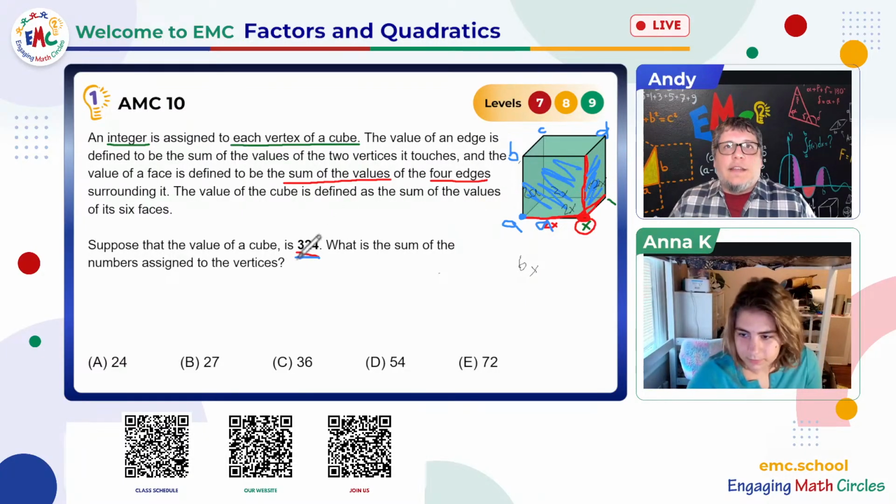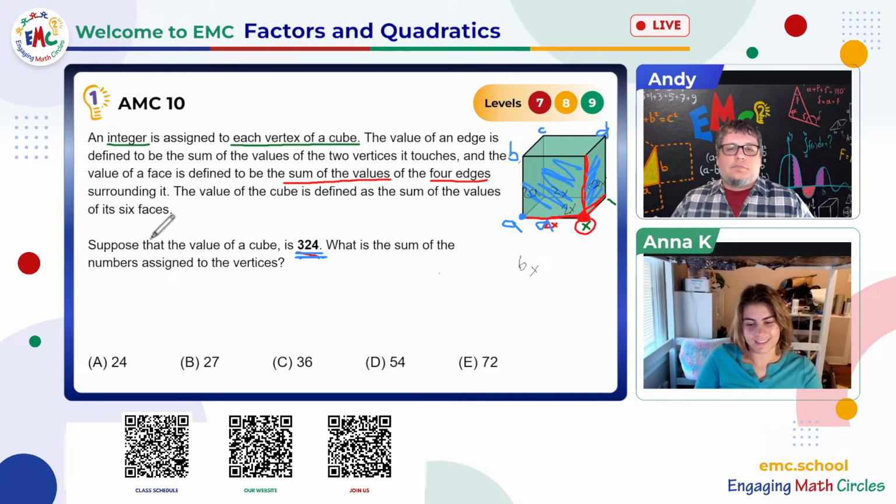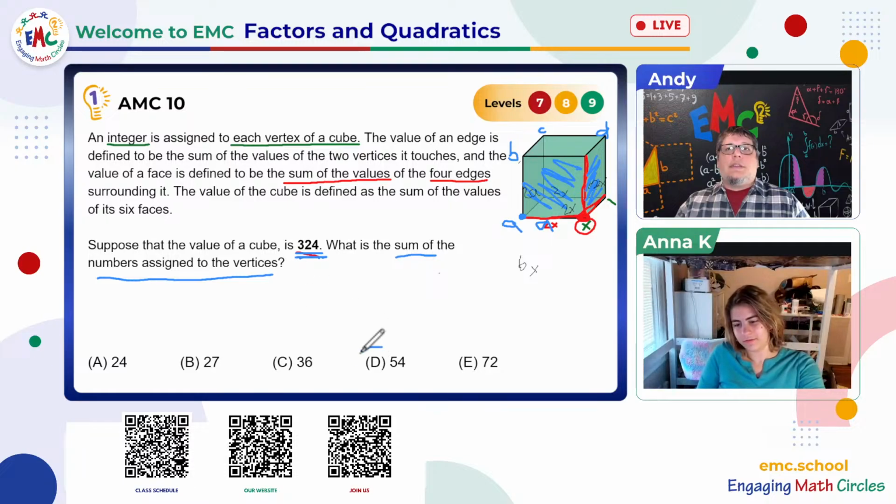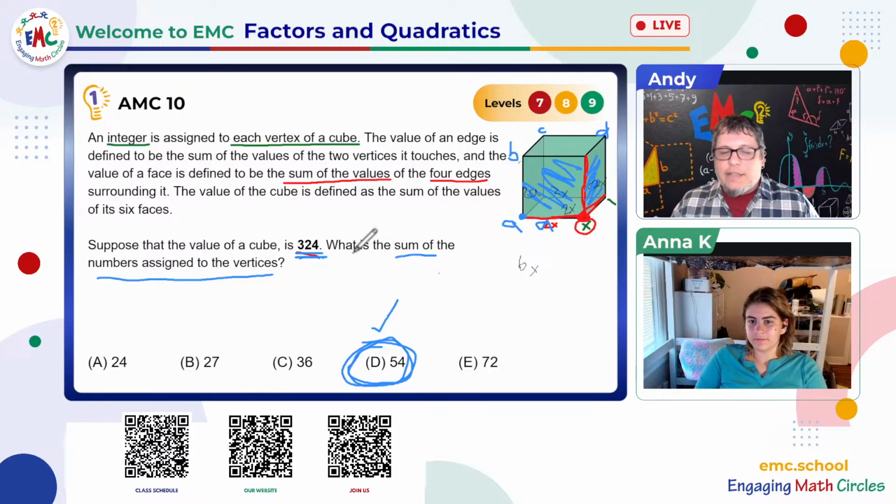So what should I divide this by now? Six. Divide it by 6. And I will get the sum of the numbers, 54. 54 is the correct answer. Great job, Anna.